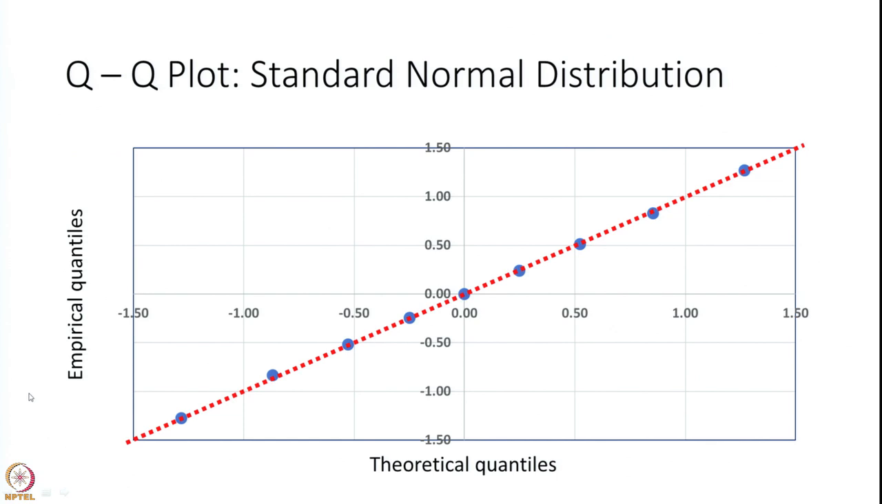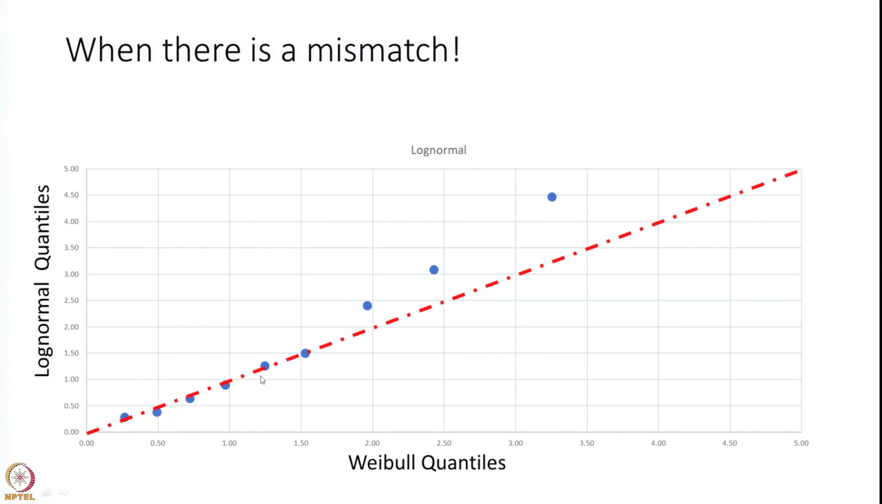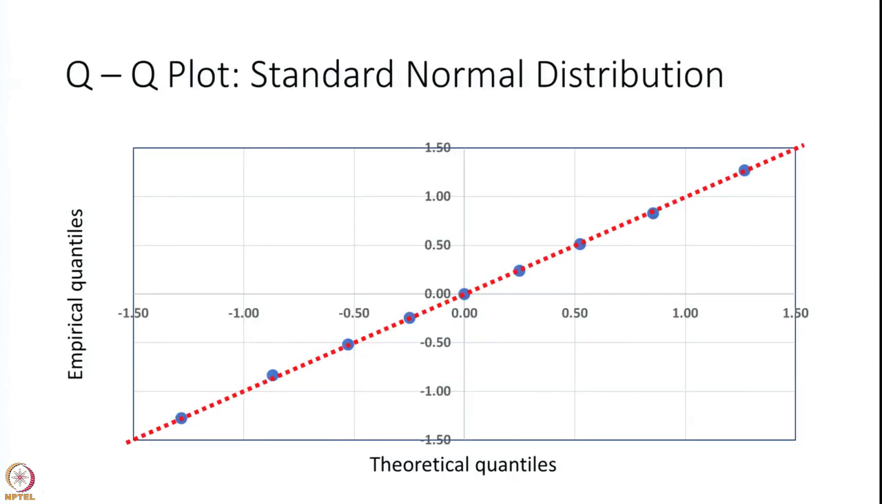If you look at the plot, again I have taken the same standard normal variates generated by using a random number generator, and I have calculated their deciles. There are 1, 2, 3, 4, 5, 6, 7, 8 and 9 points. Remember, if it is a decile, you are dividing it into 10 parts, so there will be 9 quantiles, 9 deciles. And these 9 deciles I have plotted.